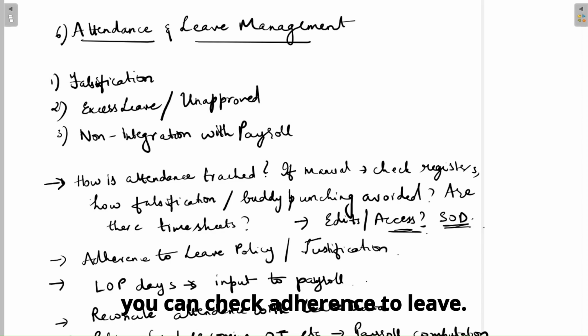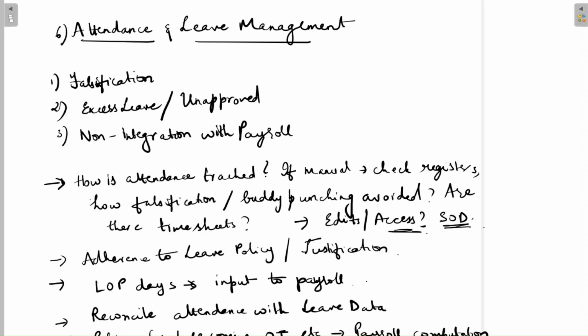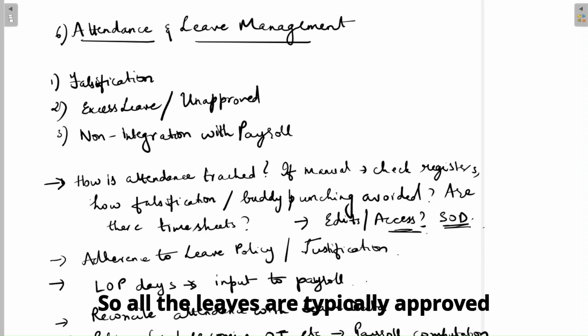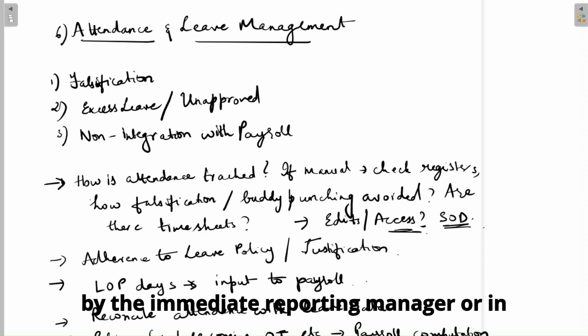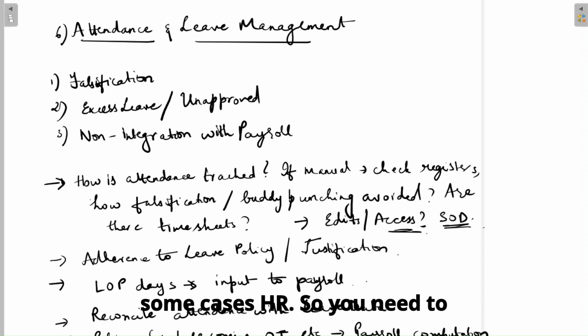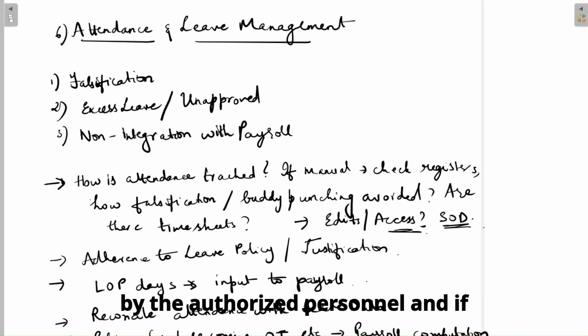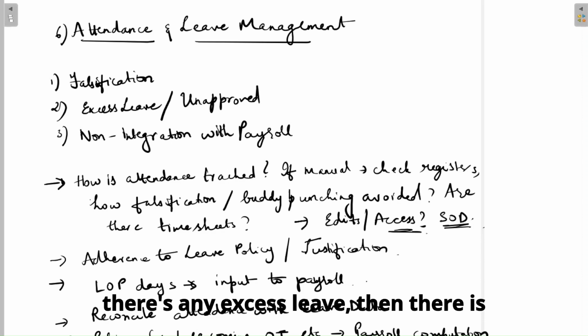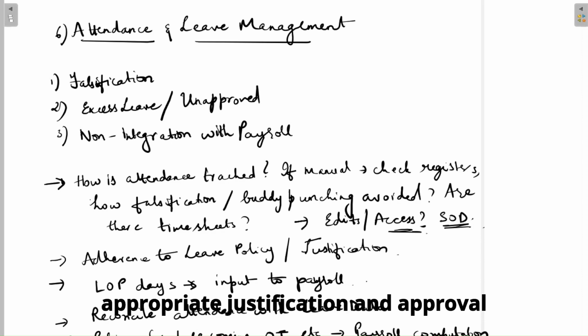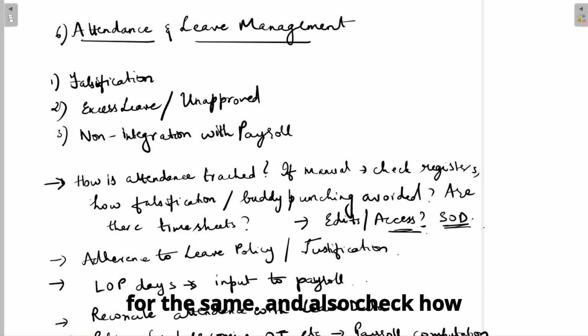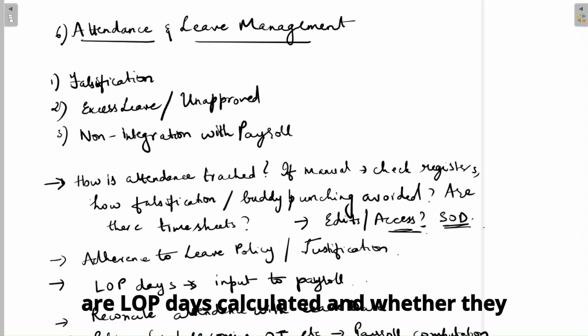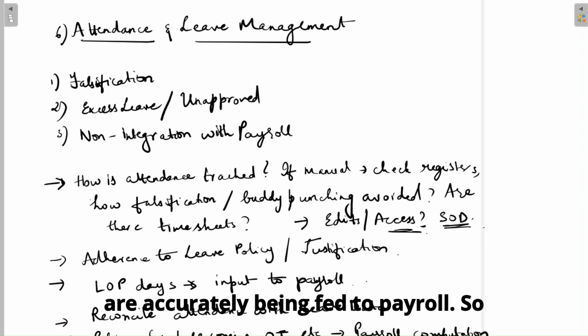Next, you can check for adherence to leave policy. So all the leaves are typically approved by the immediate reporting manager, or in some cases HR. So you need to ensure that the leaves are duly approved by the authorized personnel, and if there's any excess leave, then there is appropriate justification and approval for the same. And also check how are LOP days calculated and whether they are accurately being fed to payroll.